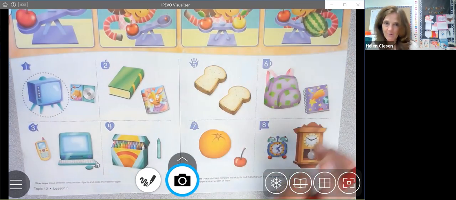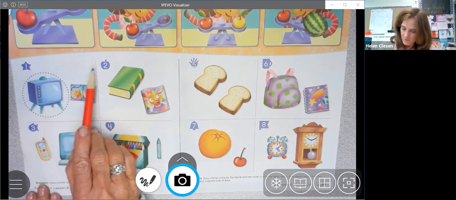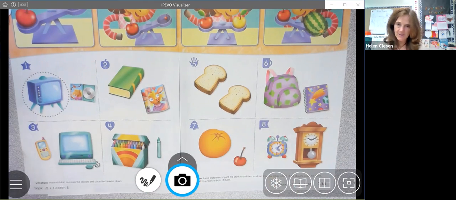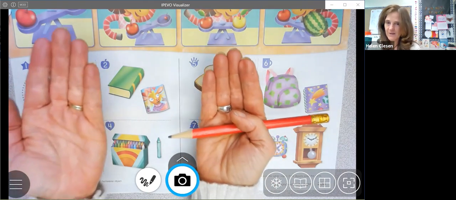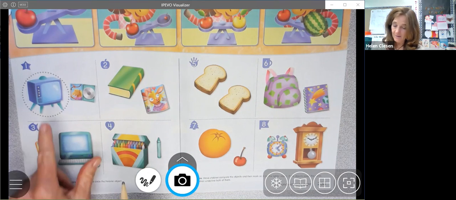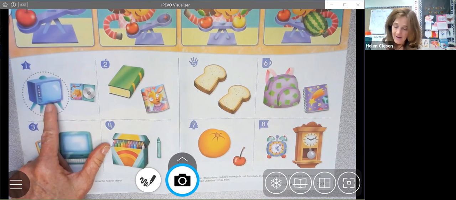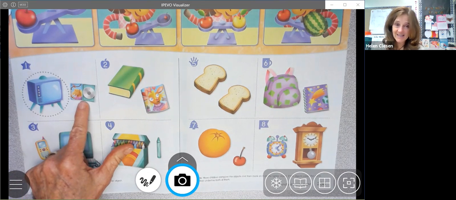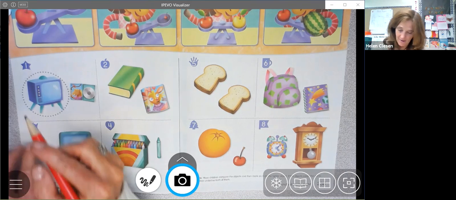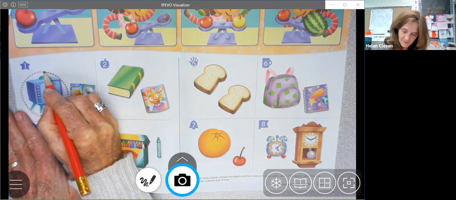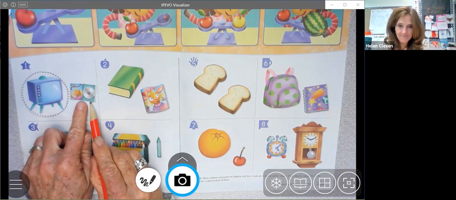So let me read the directions to you for 1, 2, 3, and 4. You are going to compare the objects and circle the heavier object. So think if you were to hold these objects in your hand, which one would feel heavier? Well, I know this TV would be pretty heavy. I might not even be able to hold it. Much heavier than the DVD that would go into the VCR. So I'm going to circle this one. This TV is heavier than the CD.